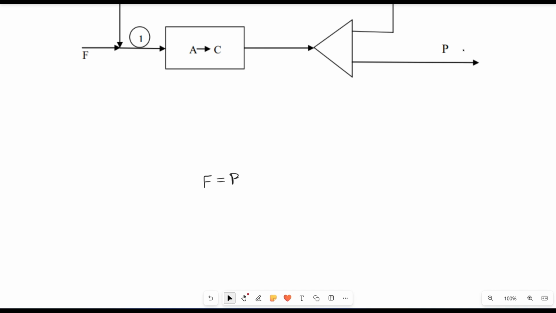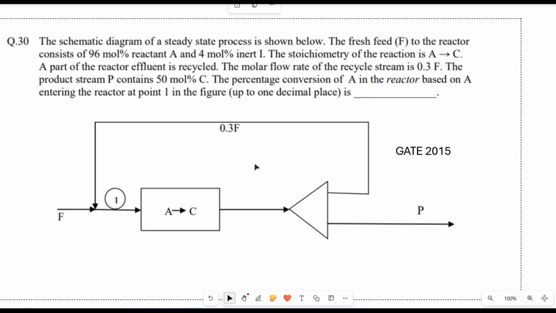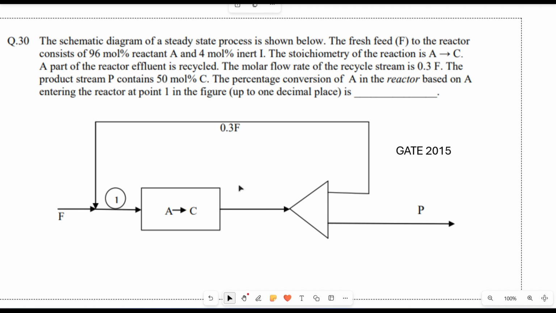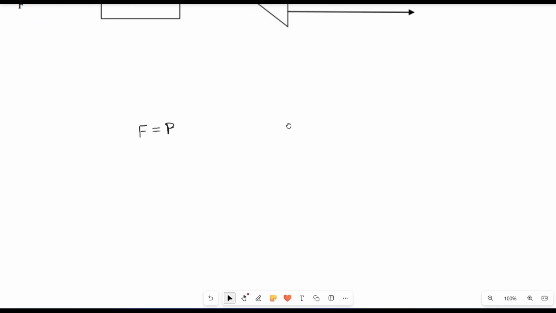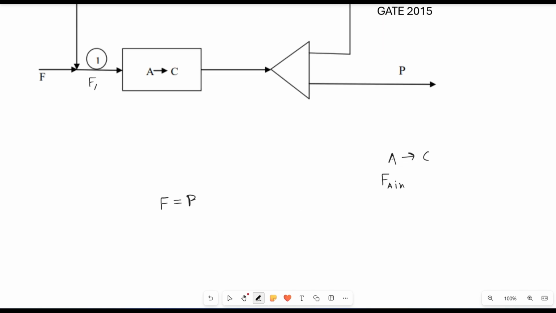Now it says the product stream P contains 50 mole percent C. Suppose at point 1 the inlet of the reactor, and we write the reaction as A to C. Now let the inlet be FA in, that is the stream flow here, and FC in. Here it is given 50% C.